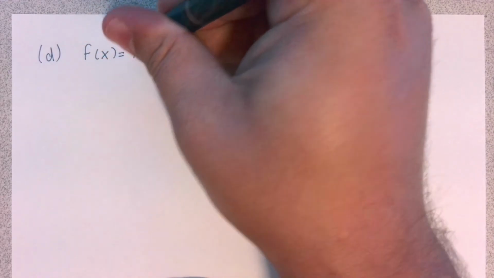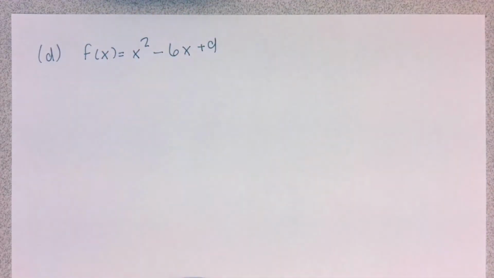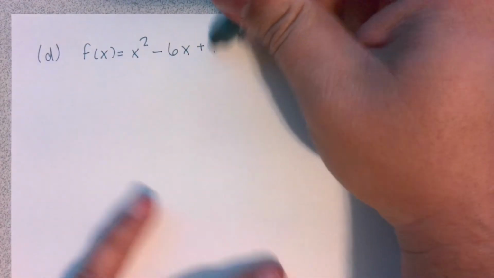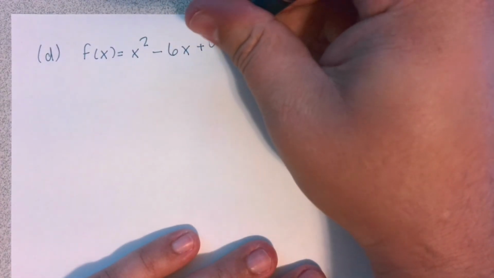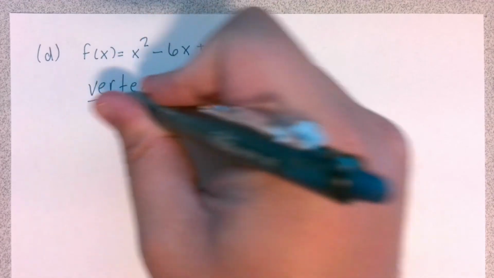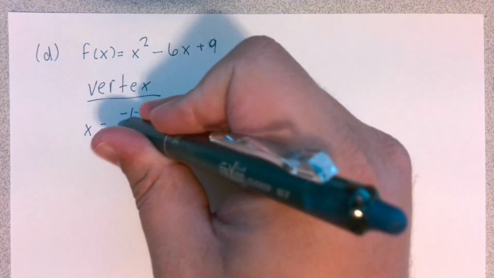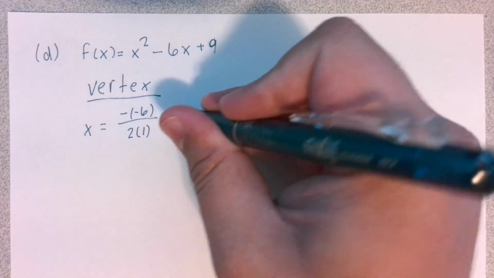Now for part D, we have f of x equals x squared minus 6x plus 9. Now it's already in standard form, which is good, so I can jump straight into the vertex formula. So the vertex, again, is negative b over 2a. So negative 6 all over 2 times 1, which is 3.